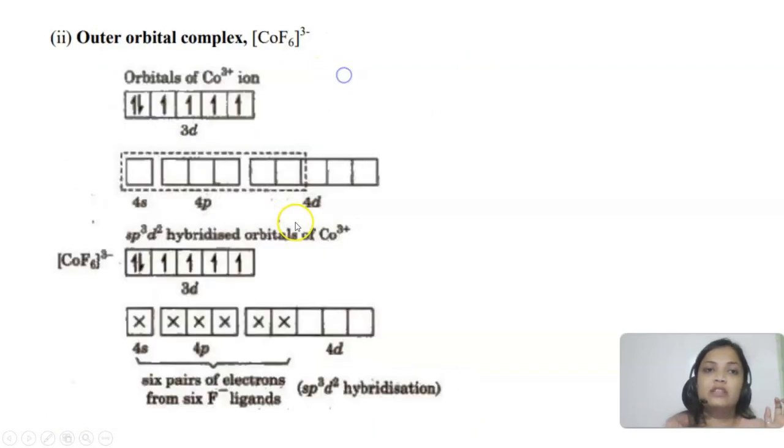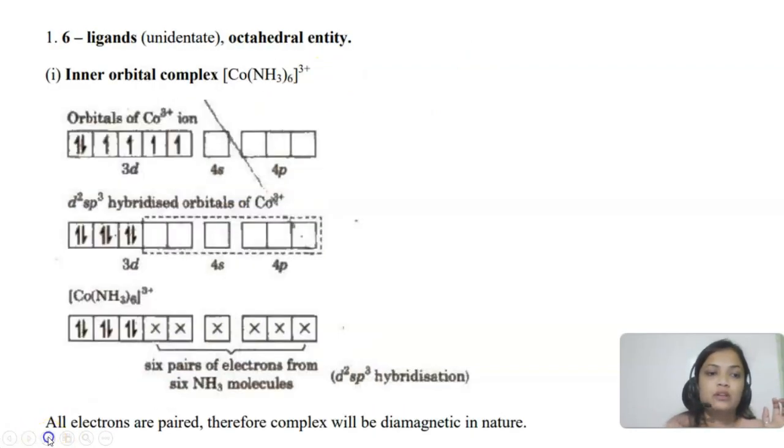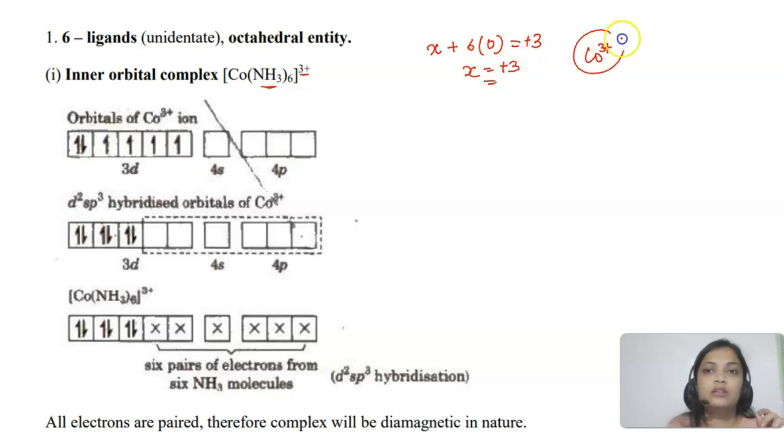So the very first thing that you have to do here, students, is find the oxidation state of the metal. So here I hope you know how to find it out. So cobalt के लिए x ले लो, and ammonia is a neutral ligand. It does not have any charge. So 6 into 0, and overall charge will be equal to the charge on the complex. So it is plus 3. So it means from here the value of x is plus 3. So here cobalt is in plus 3 oxidation state.